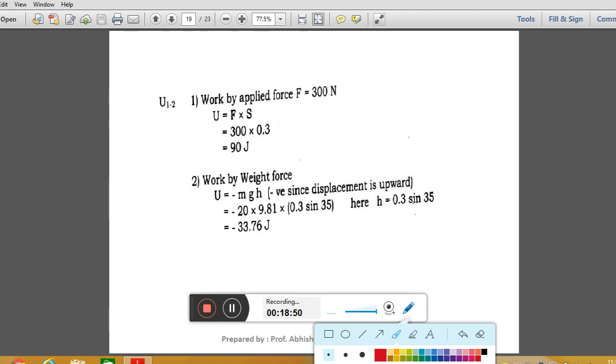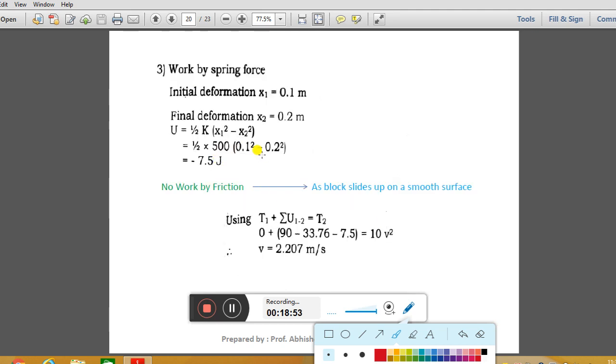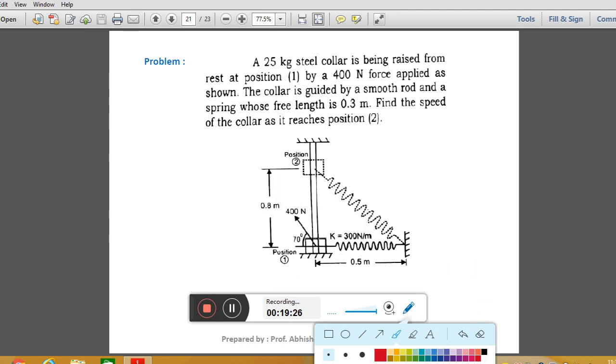So put all the values, that is the initial value of kinetic energy, final value of kinetic energy, and the addition of all the work done by the different forces. Put all these values, so you will get one equation with one unknown. The only unknown is the velocity. You solve this, and you will get the velocity of the slider block at position B equal to 2.207 meter per second.